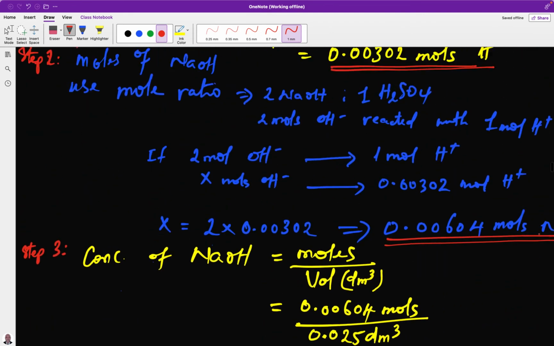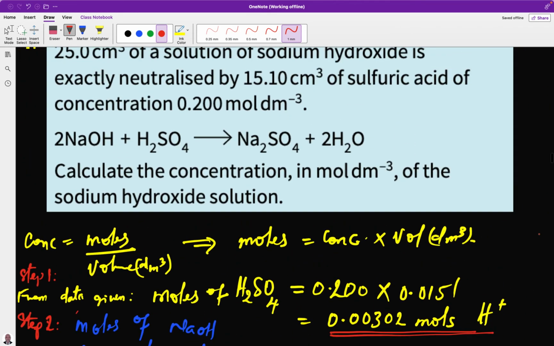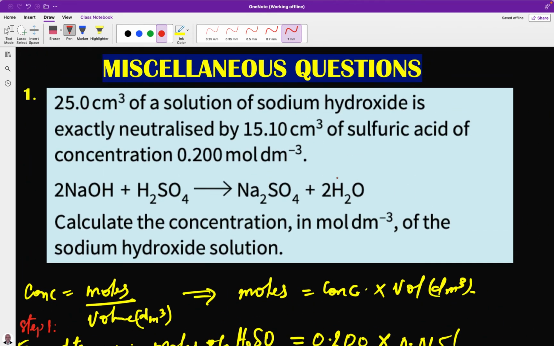That is how you can do it. Look at the figures, see which information is being given, and look at the relation that you can take.